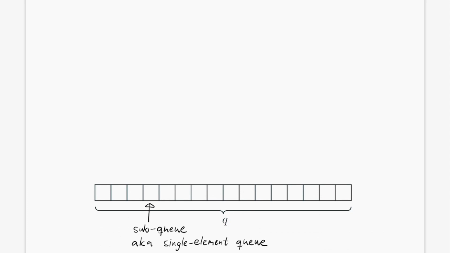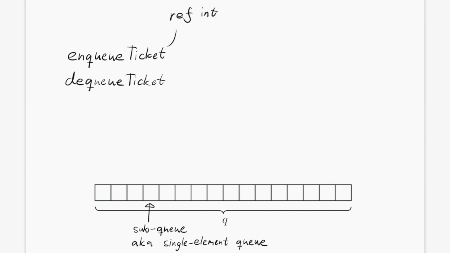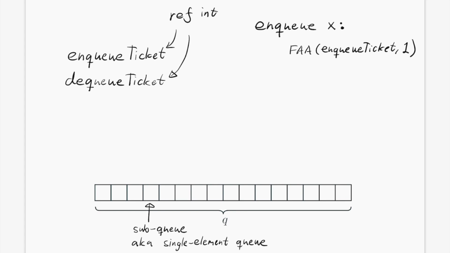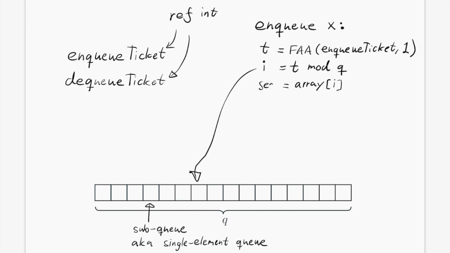To manage this, we have two ticket dispensers which are maintained alongside this array. And these are just references to an integer. Now, enqueuing an element x to the queue works as follows. First, a ticket is taken from the enqueue ticket dispenser, and this is done by atomically incrementing it with fetch and add. This gives some ticket t, and by modding this number with q, we get an index to some single element queue in the array. The value x should now be enqueued to this single element queue.